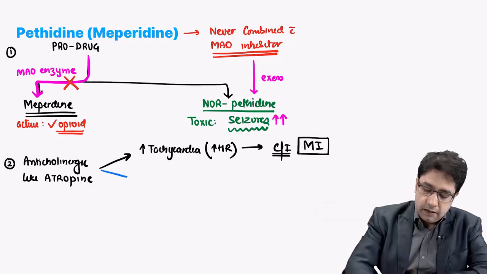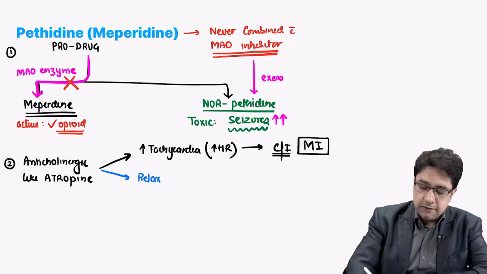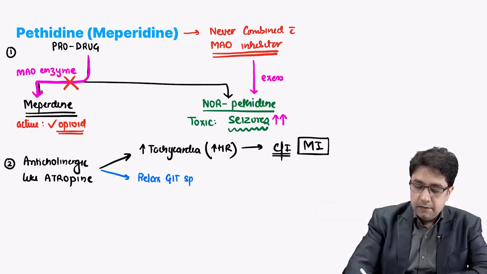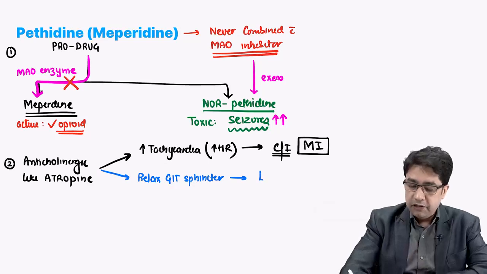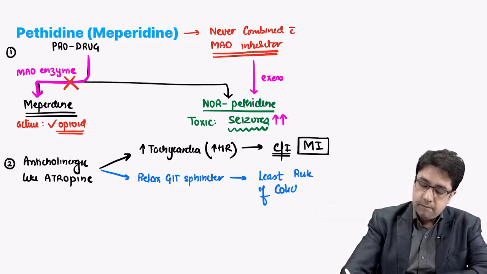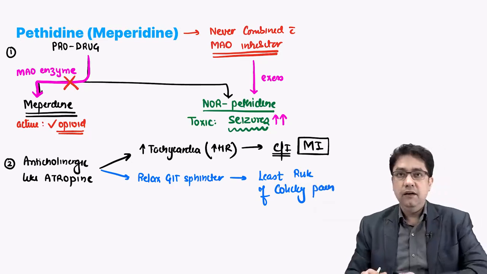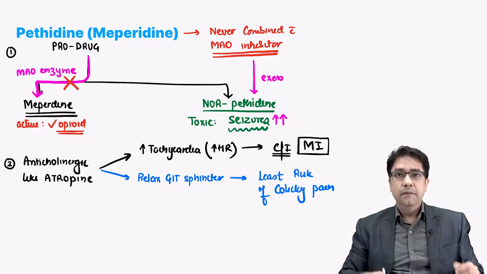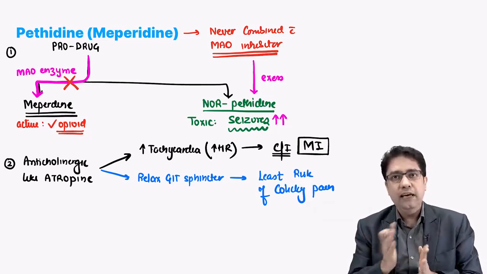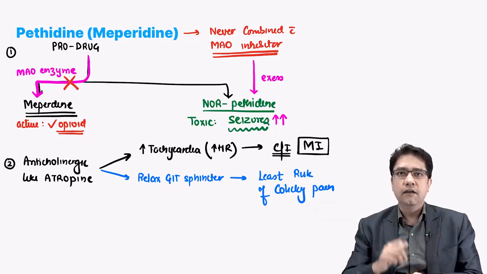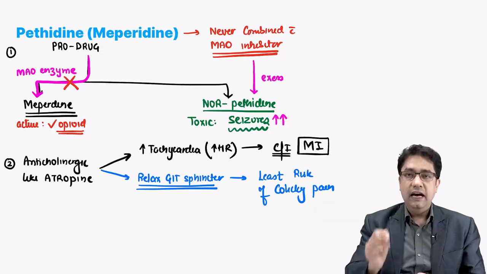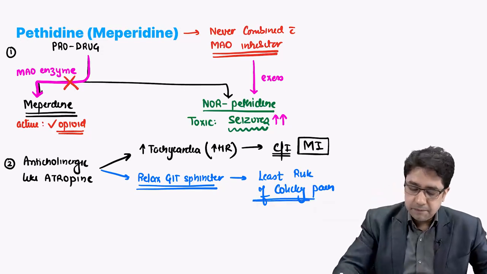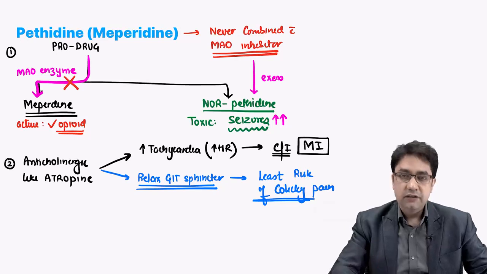The second point we have discussed in the atropine chapter: anticholinergic drugs relax GIT sphincter. That is why pethidine is an opioid which will have least risk of causing colicky pain. If you remember, morphine causes bradycardia and is given in MI, but morphine is contraindicated in colicky pain because it causes spasm of sphincter. Pethidine is the opposite. Pethidine relaxes GIT sphincter, so it will have least risk of causing colicky pain. So these are the important points with pethidine.